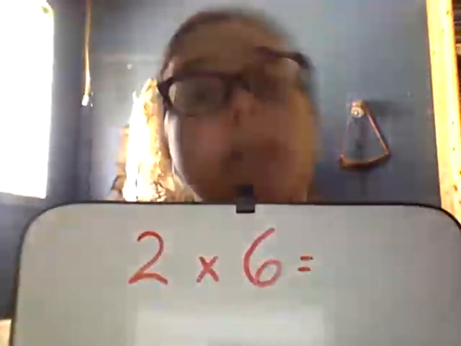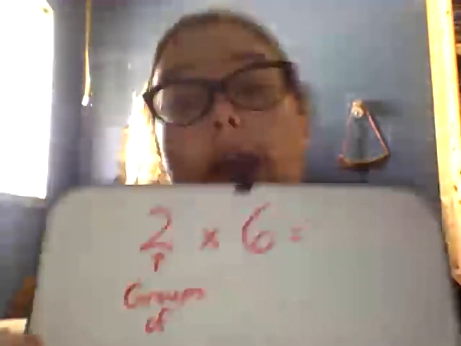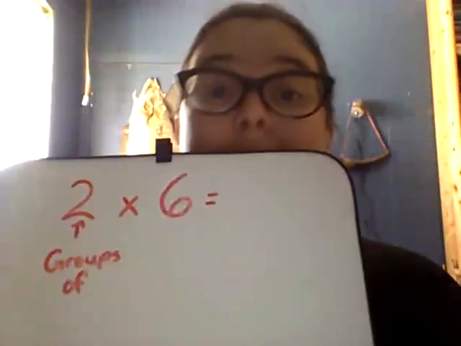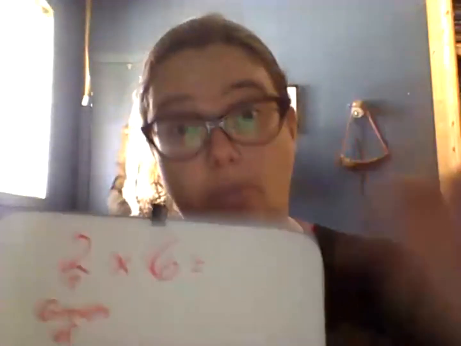And we are going to look at 2 times 6. So let's break down this question and think about the parts of it. In this question, the first number, the 2, represents how many items are in our group. So we're going to have groups of 2. So every group, there's 2 things in each group.